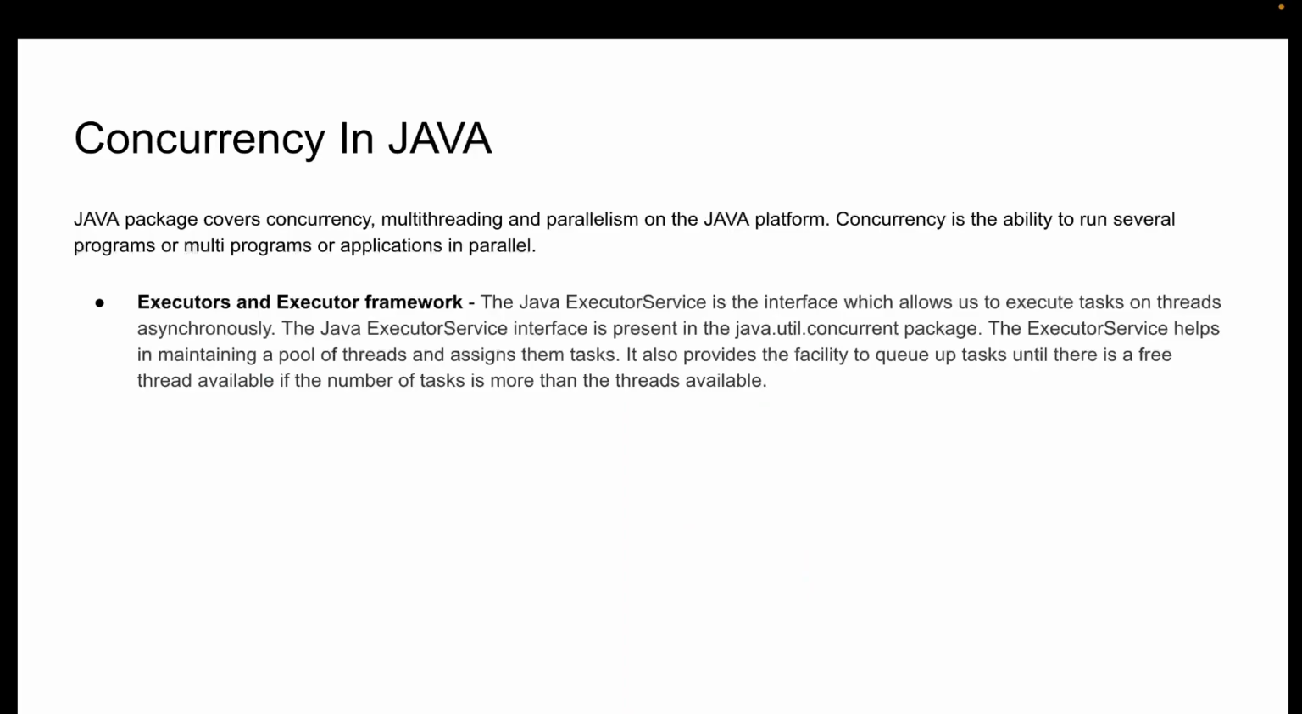Now let's go over another topic. This is about concurrency in Java. What does concurrency mean? Concurrency means basically parallelism, a lot of work going on at a time. The Java package covers concurrency, multi-threading and parallelism on the Java platform. Concurrency is the ability to run several programs or applications in parallel, a lot of programs at the same time.